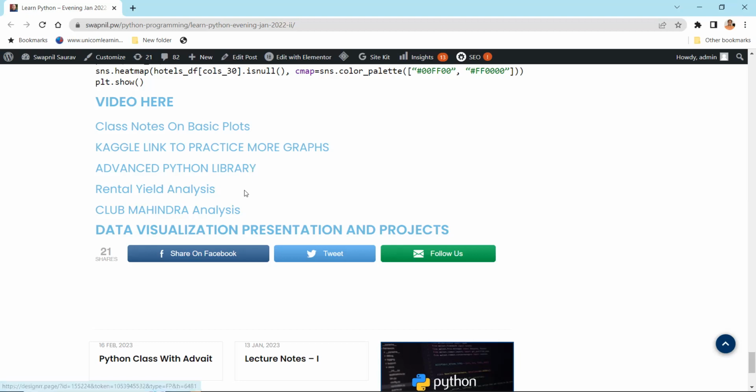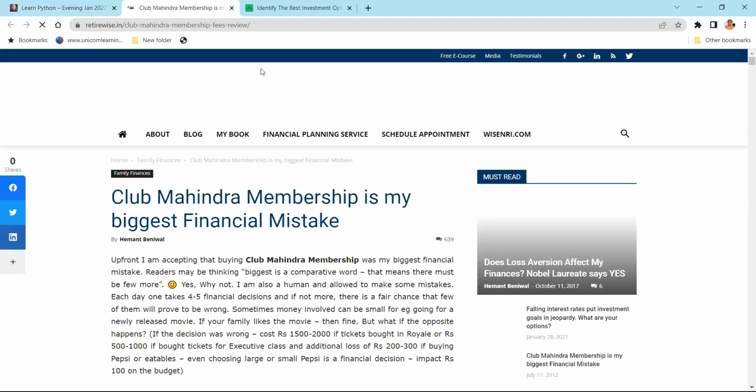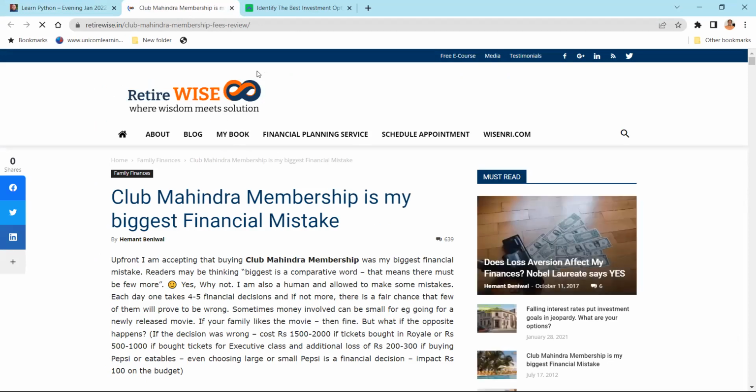Okay. So now I'm going to talk about two examples. This is called rental yield analysis and Club Mahindra analysis. I found them very interesting. This tells you how to use visualization tools for your work. If you want to know when to use visualization and why to use visualization, this will answer you.